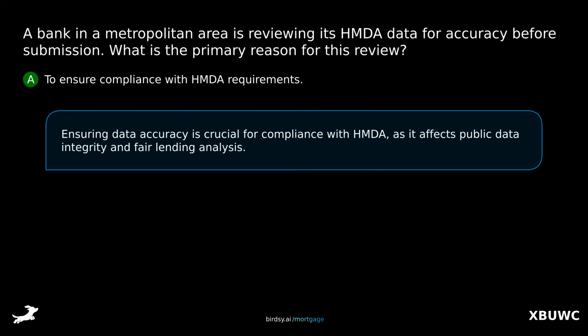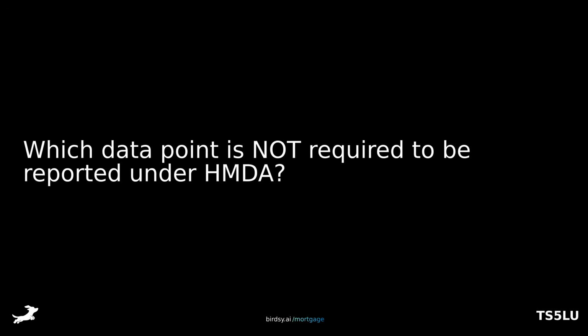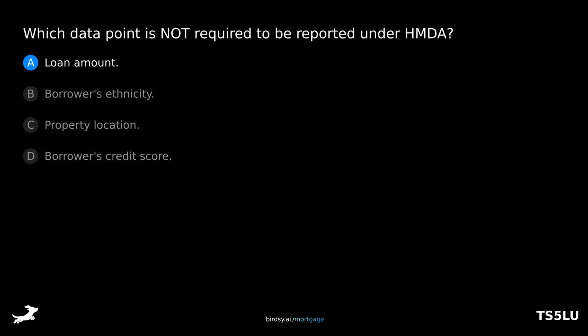Ensuring data accuracy is crucial for compliance with HMDA, as it affects public data integrity and fair lending analysis. Which data point is not required to be reported under HMDA? Is it A, loan amount, B, borrower's ethnicity, C, property location, or D, borrower's credit score? The answer is D, borrower's credit score.